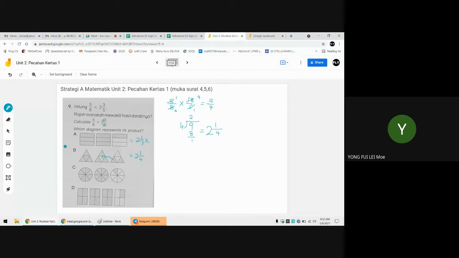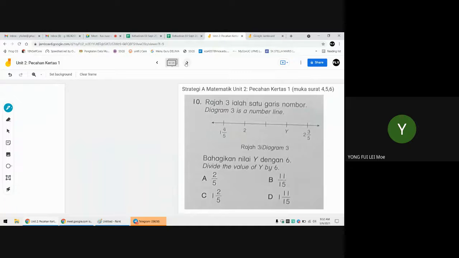So your answer should be B. So this one is incorrect. And this one is 3, 1 over 4. So it's not 2, 1 over 4. My answer is 2, 1 over 4. So B is your answer. Okay, so we move on.